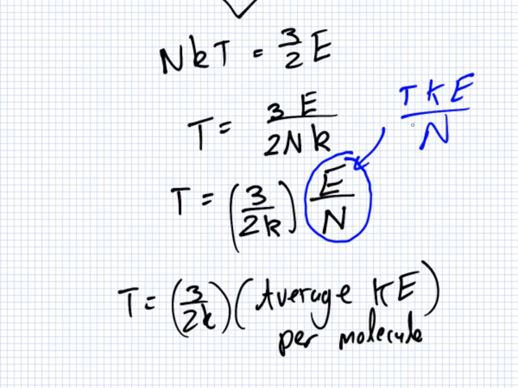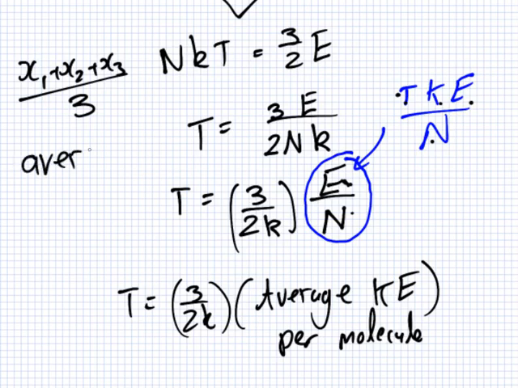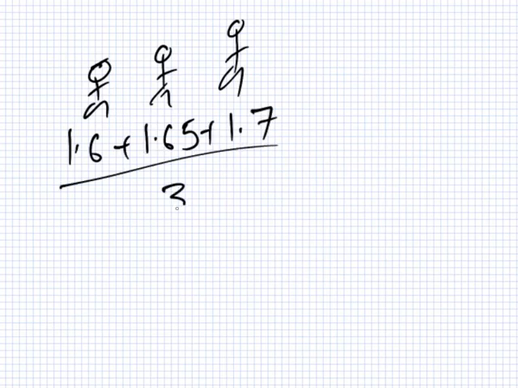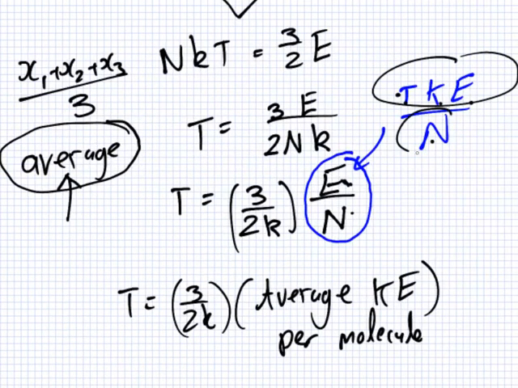From where? From here? This part? This E is total kinetic energy. So total kinetic energy divided by N. If you think about it, if you have X1 plus X2 plus X3 divided by 3, that's the average. Do you know this word, Grace? Average? I don't think I ever told you. You have 1.6, 1.65, 1.7. If you add and divide by 3, this is the average. So what we're saying here is the total divided by N is the average. Yeah?